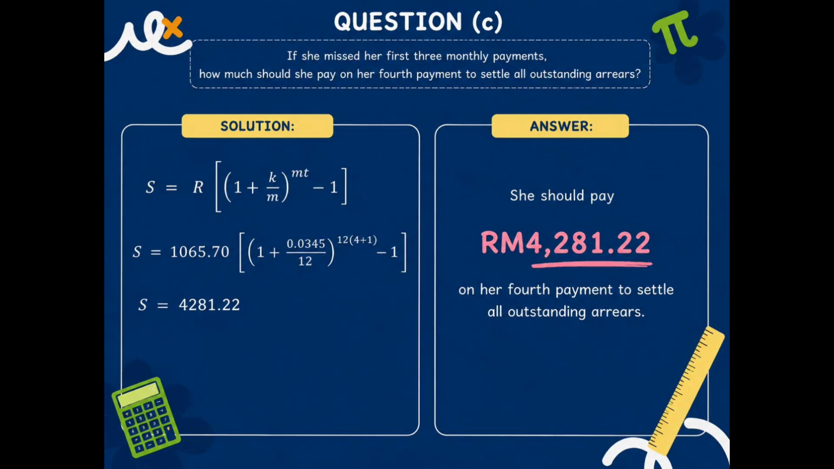Since the missed payments accumulate interest at 3.45% per annum, compounded monthly, we use the future value of an annuity formula to determine the amount due on the fourth payment date. After substituting all the values into the formula, the amount that Farah Alia needs to pay is 3,208 ringgit and 63 cents.